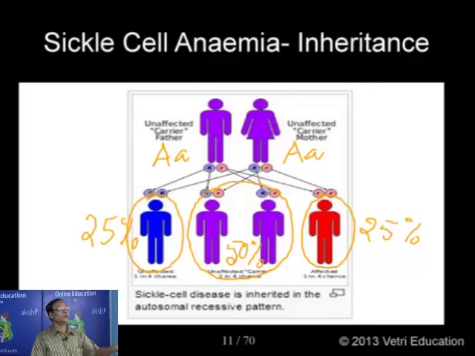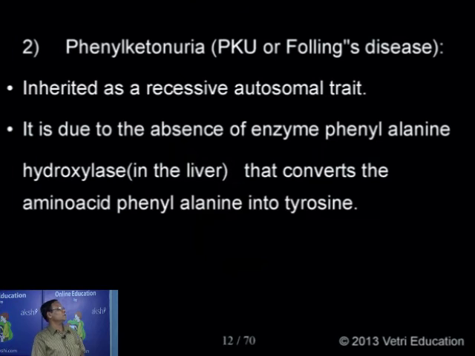The same holds for all the diseases like thalassemia, albinism, Tay-Sachs disease and other disorders. Now the second disorder, phenylketonuria, or Folling's disease, named after the doctor. It is also a recessive autosomal disorder, and also an example of the one gene, one enzyme hypothesis.